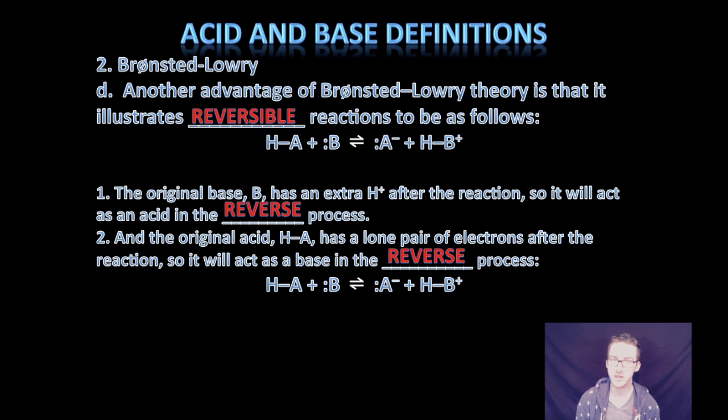And another really important advantage of Brønsted-Lowry theory is that it allows us to better illustrate the reversible reactions that we see very often in acid-base situations: equilibrium. So notice that I have a general equation here to represent a general acid, or a proton donor, and something to represent a general base, or a proton acceptor. So I've got a very general equation here to represent an acid and a base.